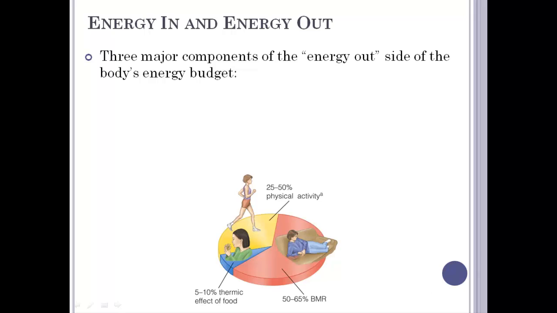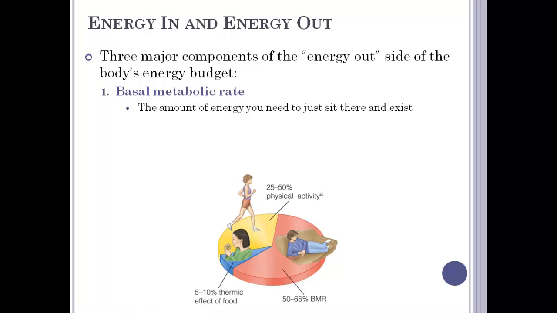There are really 3 major components of the energy out side of your body's energy budget, as I like to call it. They include your basal metabolic rate, your physical activity, and the thermic effect of food. Let's start with your BMR, because the basal metabolic rate matters more than anything for determining how many calories you're going to burn. Remember, your BMR is the amount of energy you need just to sit there and exist, just when you're laying on the couch and doing nothing. This is how much energy your body uses for all of the systems in your body to work.